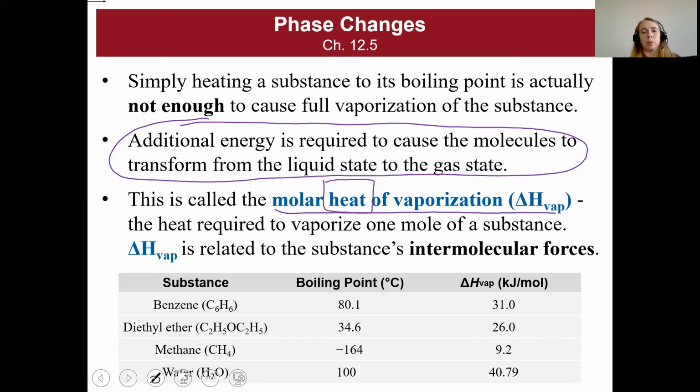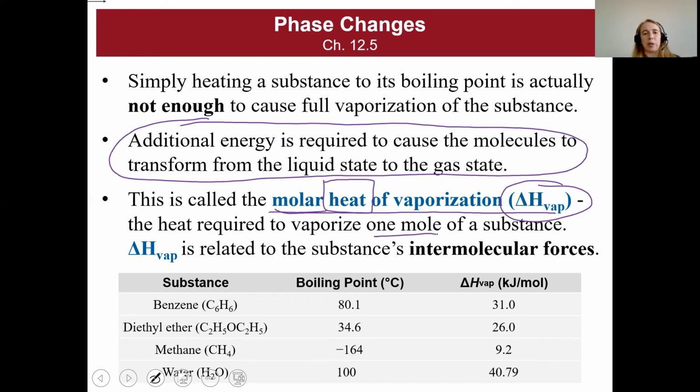So we sometimes say molar heat of vaporization, sometimes say molar enthalpy of vaporization. We mean the same thing. We mean this delta H of vaporization. This is the heat required to vaporize 1 mole of a substance. So it's molar, we're vaporizing 1 mole.